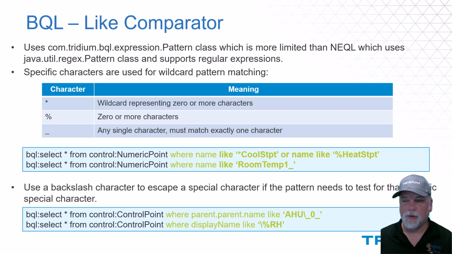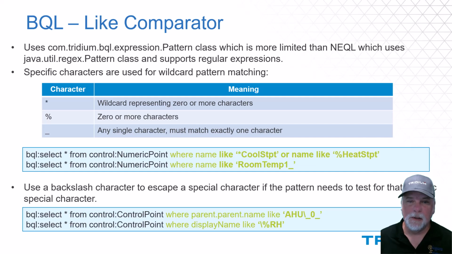The second example there, where it says where name like room temp 1 underscore: the underscore is any single character, and it has to be a character, meaning it would not match just on room temp 1, but it would match on room temp 1A or 10. It also would not match on room temp 102, for example, because that would have an extra character, and the pattern's only looking for one additional character after the number 1.